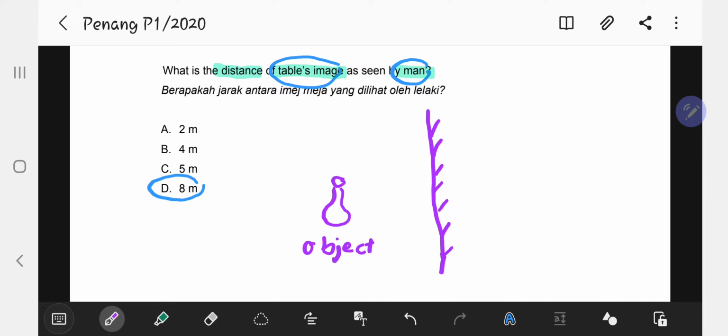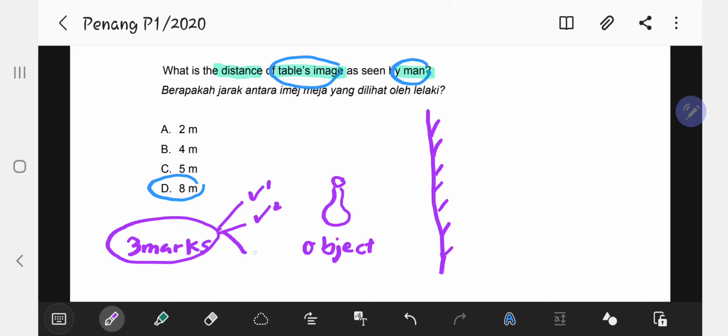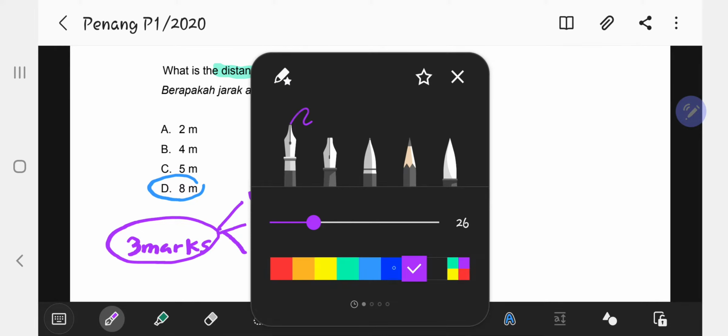Now, to draw the ray diagram, there will normally be 3 marks. Mark number 1 will be for the first ray, sinaran yang pertama. Then the second ray will be the second mark, and then the third mark will be the image. How to draw the ray diagram? Number 1, I'm using another color.